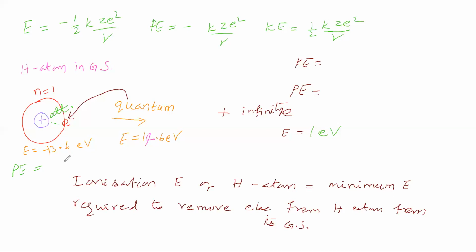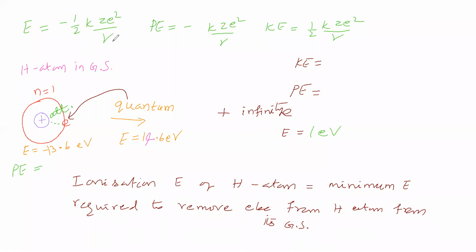What is the potential energy of this electron in the ground state? What is the formula? The energy of the electron is equal to minus 1 by 2 k z e square by r. In the energy of electron derivation, we got this formula.